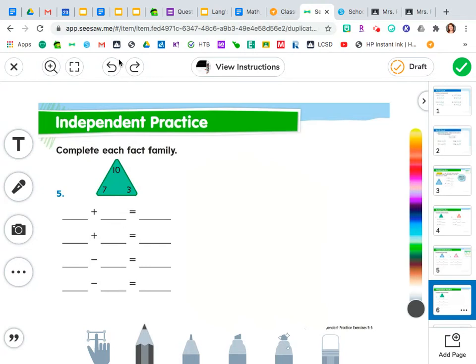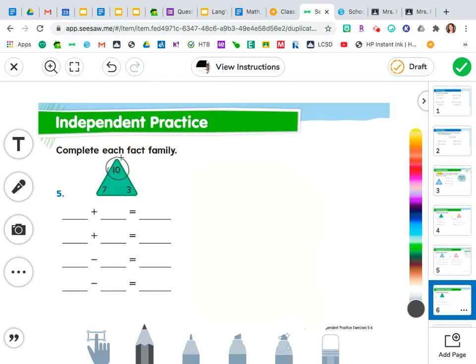Right, so let's talk about fact families. Our fact families are 4 related facts that use the same 3 numbers. So in this lesson, we have a triangle form that helps us identify our fact family, and I have the kids circle the number at top. This identifies that this is the whole number. It's the biggest number. I have 7, 3, and then 10 is my biggest number.